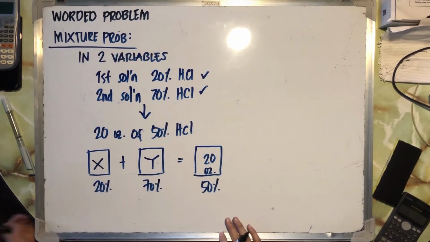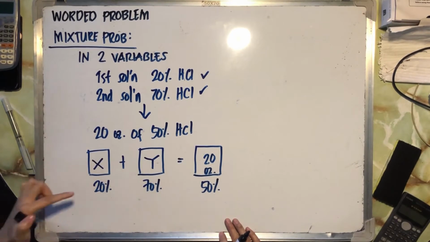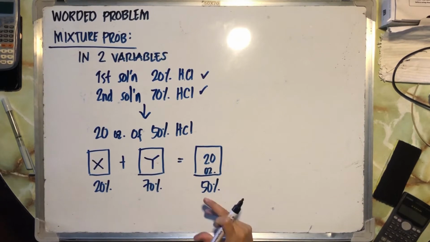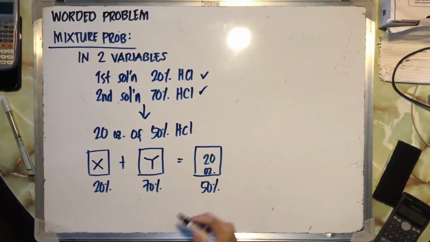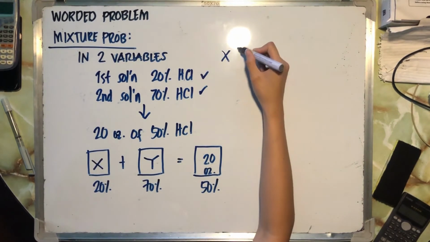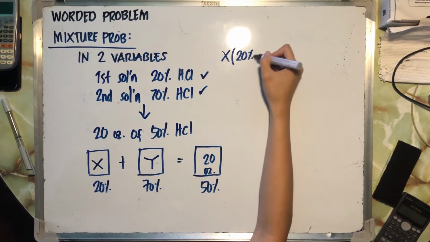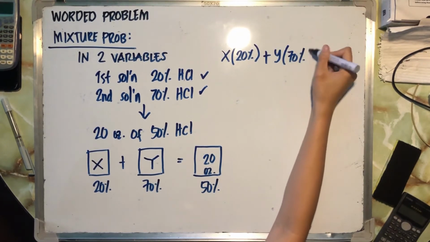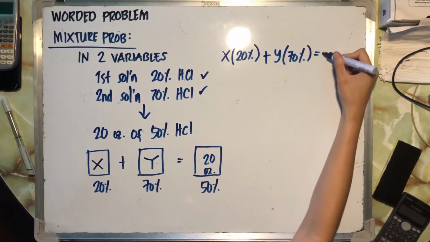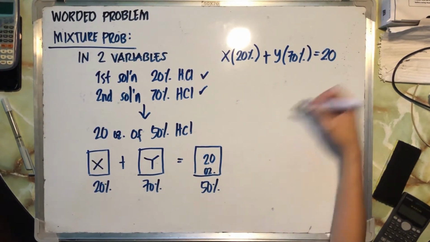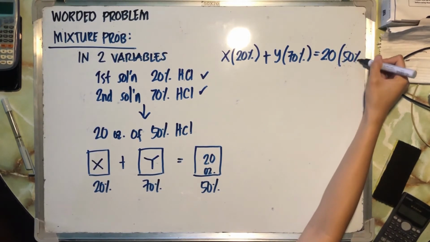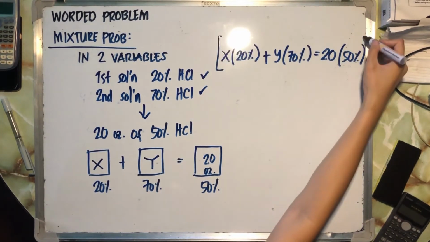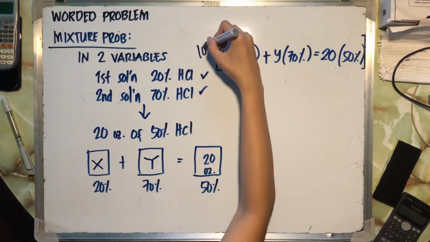So writing our mixture problem again, ounce times percentage plus ounce times percentage is equal to ounce times percentage. So there is a uniformity in our units. So that would be X ounces at 20%, okay, plus Y ounces at 70%. I hope you are with me. Times the 20 ounces, the result, at 50%. Diba? Okay. Now, removing the percentage na lang tayo, multiply natin ang entire term by 100.